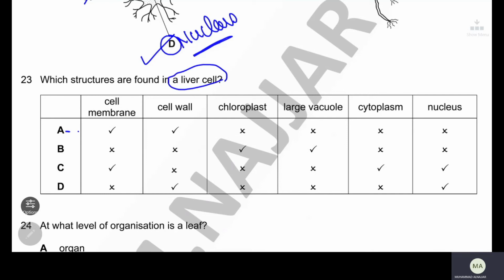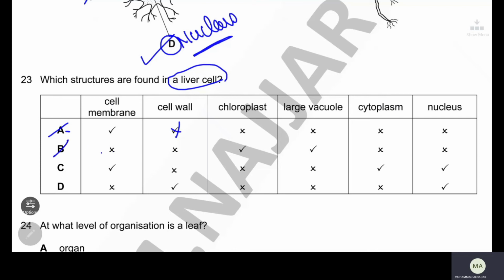Okay. Liver cell do has cell membrane? Yes. They have cell wall? He said yes, which is wrong. So we'll exclude A automatically. B, cell membrane, it said no, which is already found in the liver cell, so automatically we'll exclude B.